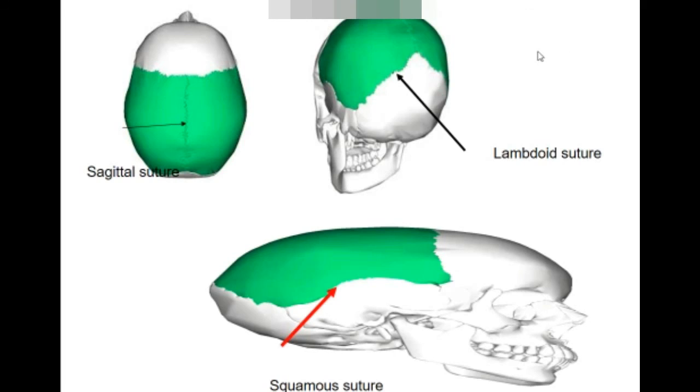This is all about the frontal and parietal bones. In the next video, we will discuss the temporal and sphenoid bones.